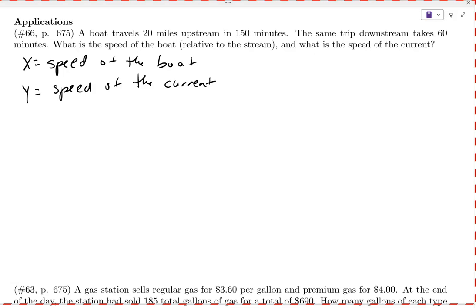Oh, by the way, I should have mentioned this before I started. Notice I've got an exercise number and page number on here. These problems are in the book. So if you wanted to look at the book for reference for where these are in the book, that was why I put those numbers on there for you.